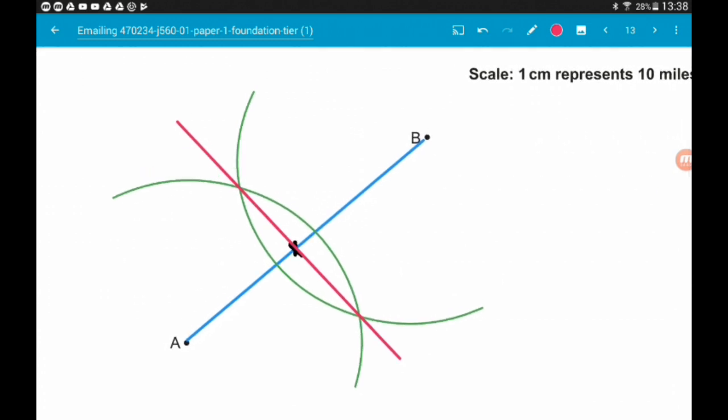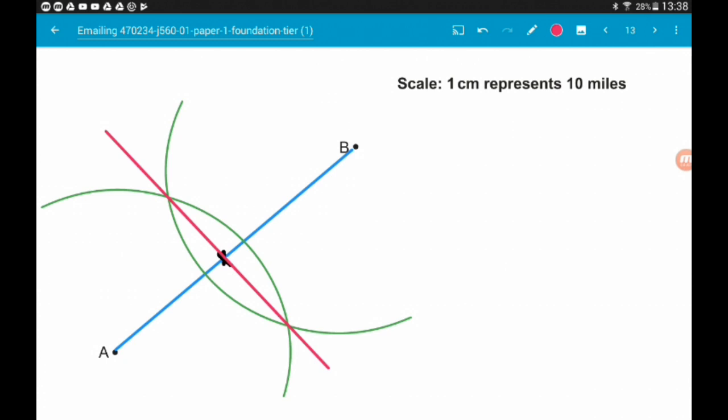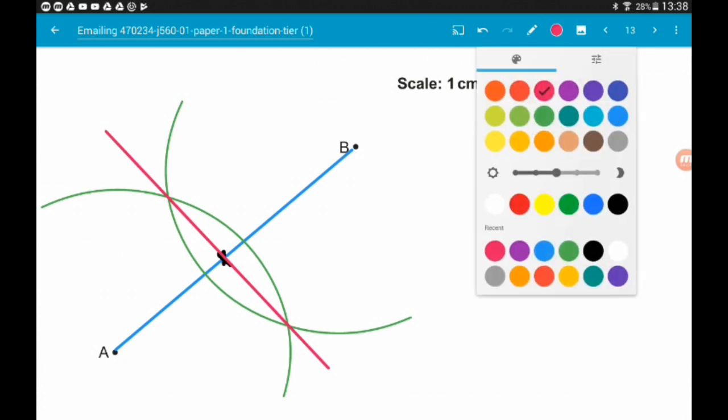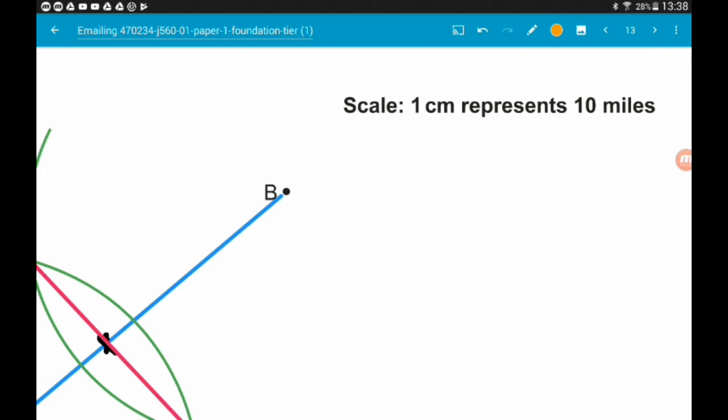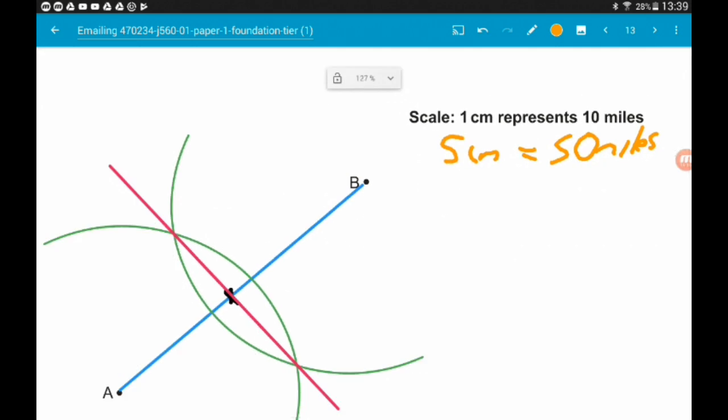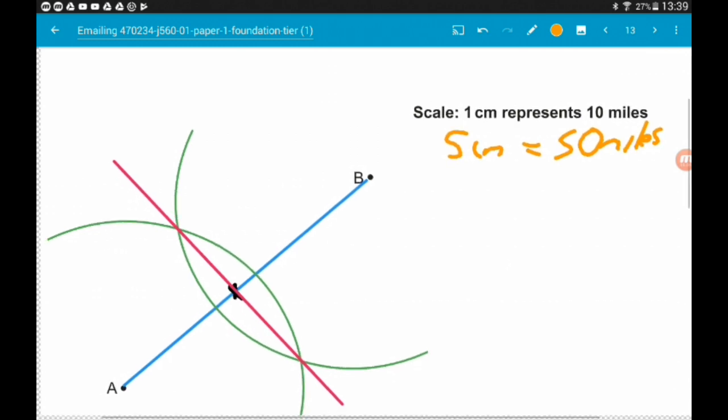So what we need to do now is use this scale. So we'll use orange for this bit. So 1 centimetre represents 10 miles. So 5 centimetres is going to represent 50 miles. So what you need to do now is set your compass to 5 centimetres, put the point of it on town B and draw an arc with a radius of 5 centimetres.